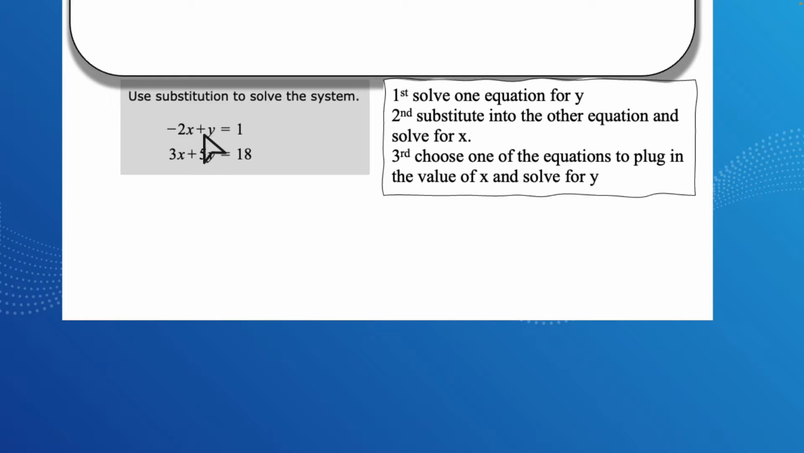So I'm going to take this equation, and just like I said, I'm going to take that negative 2x, and I'm going to add it to both sides because this guy is going to cancel.